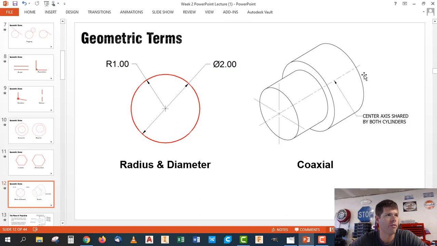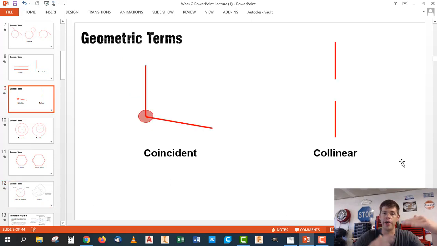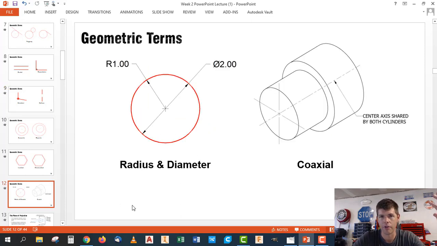Think about this sort of as the 3D version of collinear. So we talked about lines being collinear, right? Back here. So we talked about two collinear lines line up or they're in line with each other. Coaxial is just the 3D version of that. So imagine, you know, I've got two cylindrical objects and they share a center line axis. That means they're going to line up. Okay. Or for instance, if I come back here, let's grab something in my toolbox.